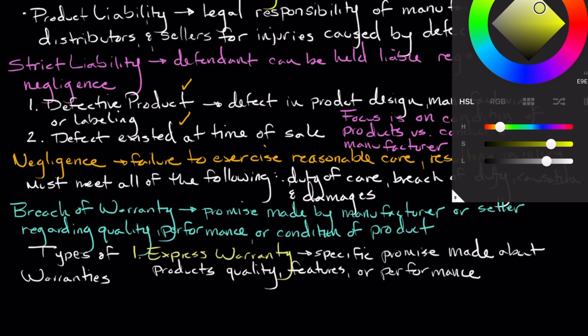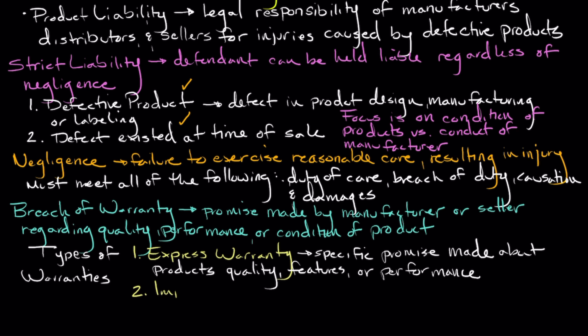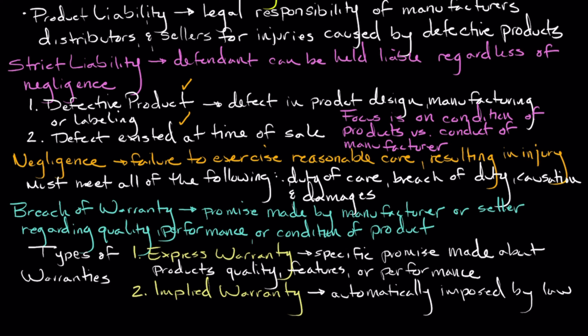The second type of warranty is what's known as an implied warranty. Implied warranties are automatically imposed by law and are based on the reasonable expectation of the buyer. The two main types of implied warranties are the implied warranty of merchantability, which means the product is fit for its ordinary purpose, as well as the implied warranty of fitness for a particular purpose, which represents the product is suitable for a specific intended use.